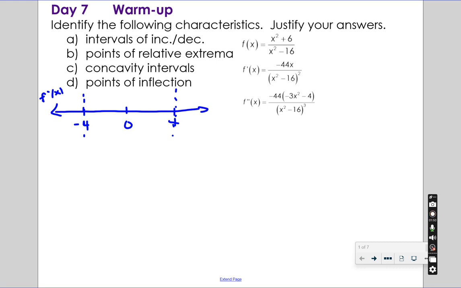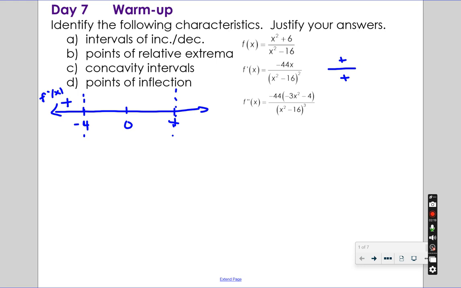All right, so intervals of increase, decrease. Let's start plugging in values. Let's plug in something smaller than -4, so maybe -5, into our derivative. Since this is a fraction, I'm thinking, what do we have on the top, positive or negative? Positive. What about on the bottom? Positive. Notice that squared. Doesn't matter what I plug in on the bottom, we're going to have positive. So positive over positive is positive.